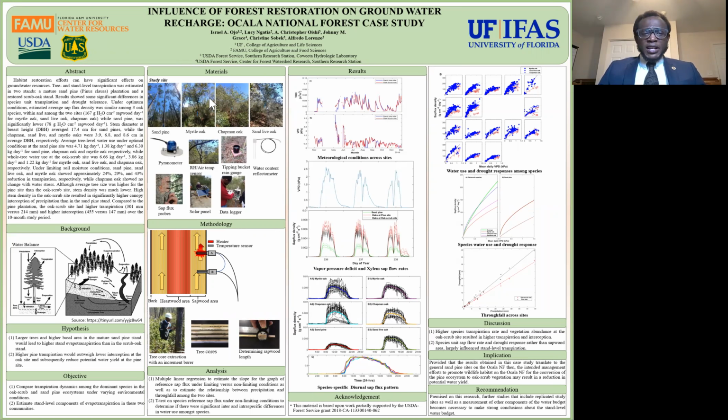Here are the species across sites, and here is the equipment that was used for data collection. The moisture conducting part of the stem is the sapwood area. Sap flow was measured using sap flux probes. In order to determine sapwood area, tree cores were extracted and visually inspected for sapwood length.